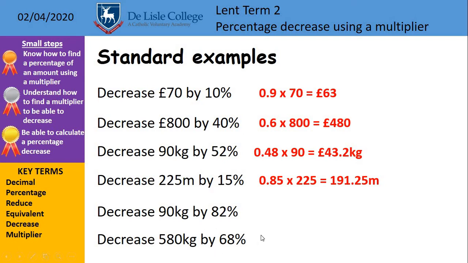Decrease 90 kilograms by 82%. So 100% is the original value of 90 kilograms. Subtract 82% means we want to find 18% of the original amount. Change this to a decimal, so 0.18 multiplied by 90 gives us an answer of 16.2 kilograms. The last question, decrease 580 kilograms by 68%. Well, 100% subtract 68% means we want to find 32% of the amount. Change this to a decimal, so this is 0.32 multiplied by 580, so we get 185.6 kilograms as an answer.